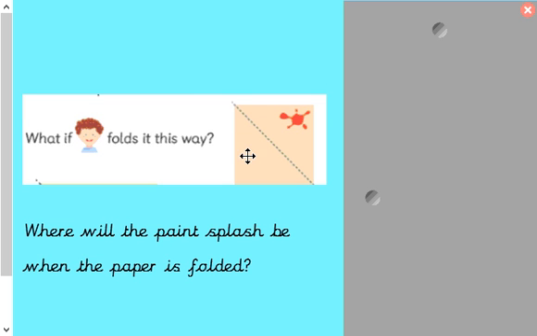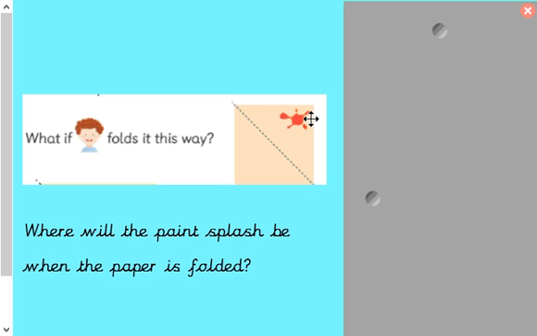Now this one's slightly different again. This one is a diagonal mirror line here from corner to corner. Where's the paint splash going to be when the paper's folded this time? Press pause while you're looking and press play when you're ready.